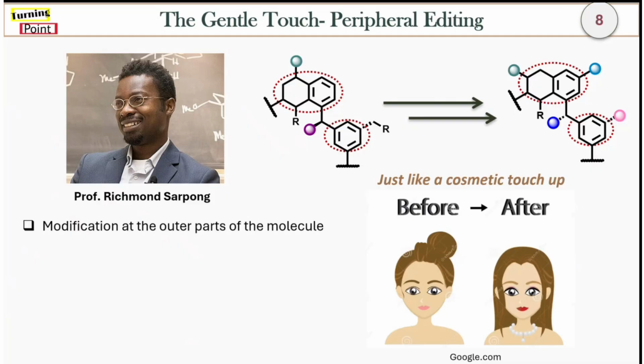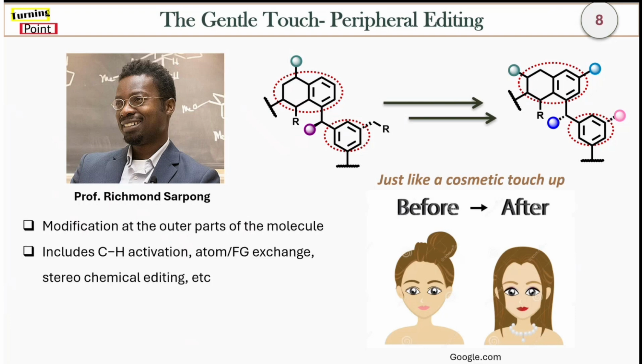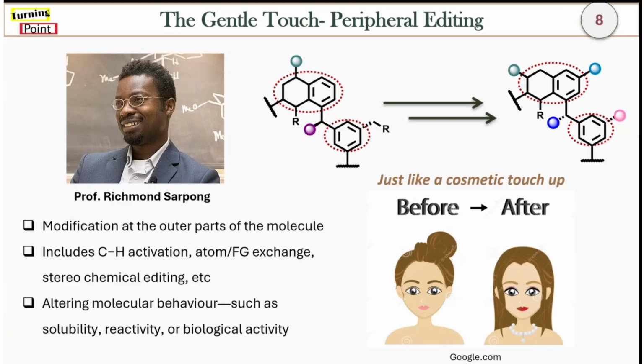This editing includes CH activation, atom and functional group exchange, stereochemical editing, and functional group transposition. All these types of editing are known as peripheral editing. It leads to changes in molecular behavior like solubility, reactivity, or biological activity. So from this editing, we chemists realized that this method is fast and easy, but limited.